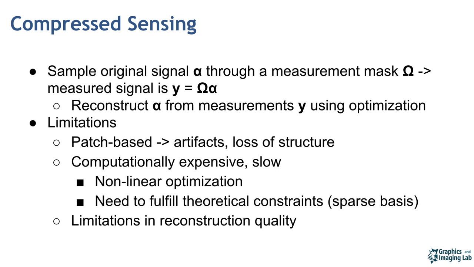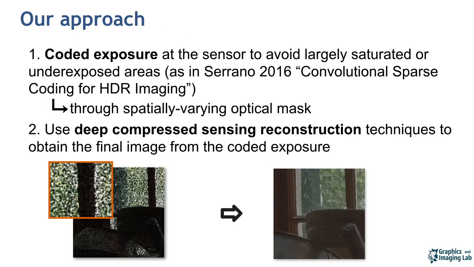The patch-based nature of a reconstruction leads to artifacts and a loss of global structures. It is computationally expensive and slow. There are limitations in the reconstruction quality, since simple linear combinations of image patches lack complexity. Advances such as convolutional sparse coding have improved on some of these limitations, especially by doing a global reconstruction, but a lot of room for improvement still remains.